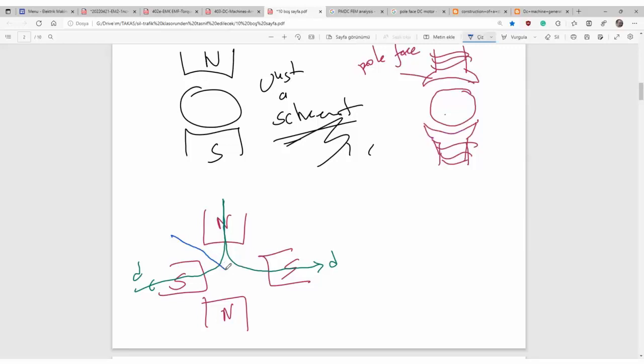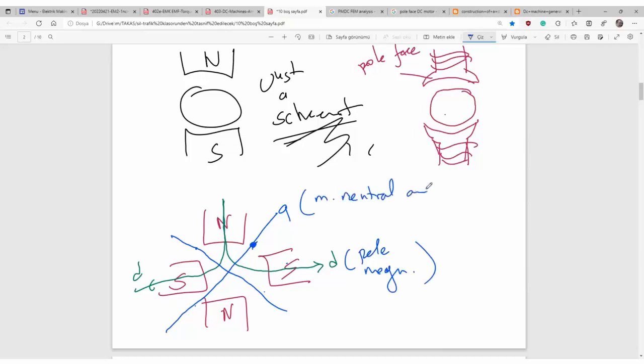Quadrature axis. Between the poles, there is no magnetic pole. That is the quadrature axis, or magnetically neutral axis. Neutral axis versus pole axis, or magnetic axis. That is the magnetically neutral axis or quadrature axis. Quadrature means perpendicular to D.